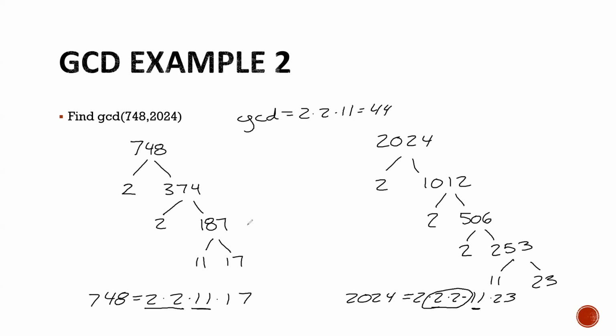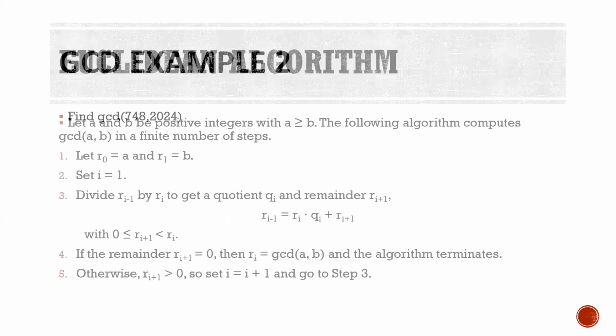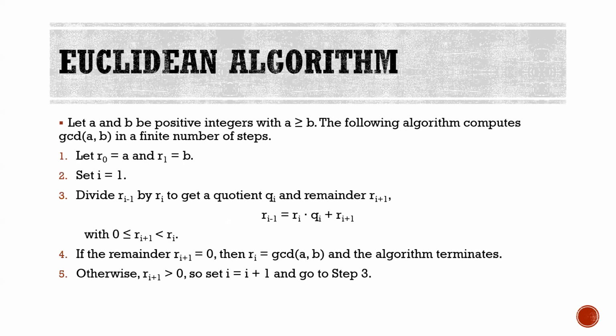But is there a better way to do this? And the answer is yes. And it involves something called the Euclidean algorithm. Now, this is an algorithm. I'm going to walk you through the steps, help you understand the basics of it, and then we're going to do some examples. So we start by setting R0 and R1. This is a recursive function. It's going to repeat through its steps until it reaches a certain kickout point, number 4 and 5.